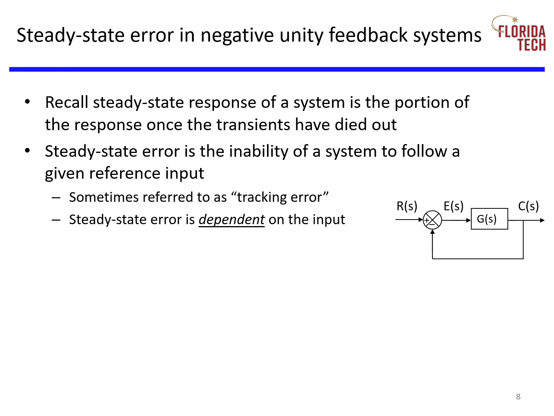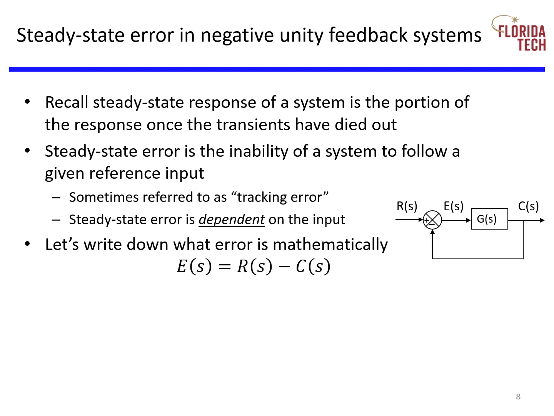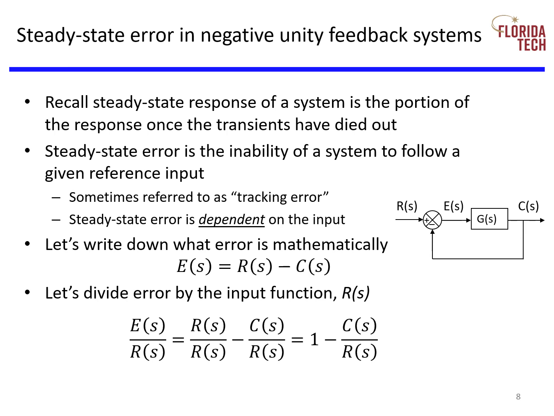Let's look at the block diagram to write down what error is mathematically. We want the system output to match the reference input. So the error on the block diagram is simply the output of the summing junction, or R minus C. Let's divide the error by the reference input. Why? Because mathematicians like to manipulate functions to prove a point. Dividing both sides of the equation by the reference input brings the closed-loop transfer function into the analysis.